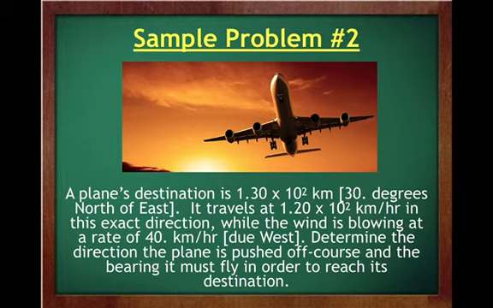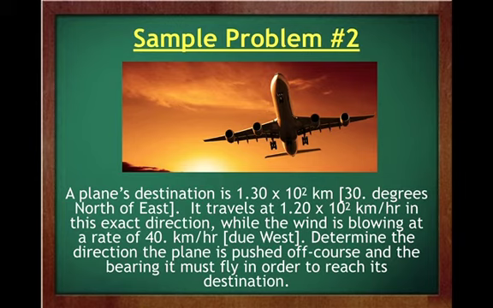So bring back the bearings and the dimensions and looking at things with angles. So in this one, we have that a plane's destination is 1.30 times 10 squared kilometers, or 130 kilometers, 30 degrees north of east. So that's where our plane is wanting to go. It travels at 1.20 times 10 squared kilometers per hour, so 120 kilometers per hour in this exact direction, while the wind is blowing at a rate of 40 kilometers per hour due west.